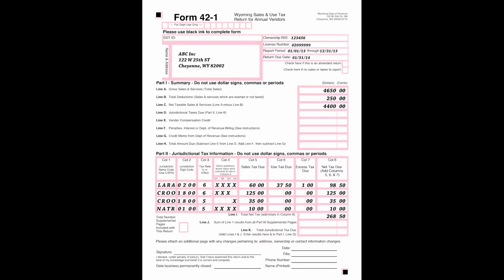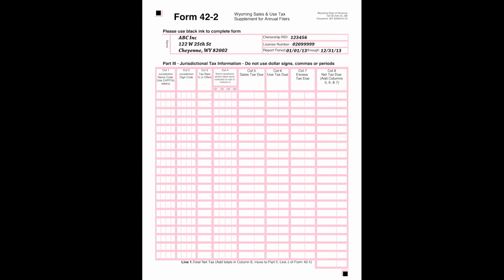In the case that the vendor may have more than 4 jurisdictions to report for, then you may need to contact the Wyoming Department of Revenue for a supplemental Form 42-2 and complete it for the additional counties that need to be reported. In this case, the vendor made sales in Sheridan County, so following the same format that was used in Part 2, you will enter the proper jurisdictional code and tax rate into columns 1, 2, and 3, and place an X into all 4 quarters since there was no tax rate changes during the year.